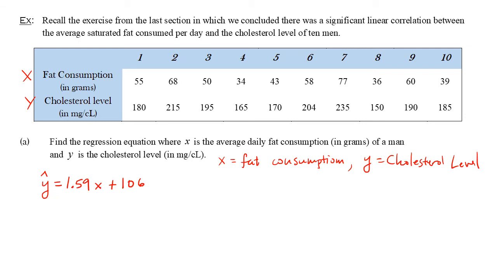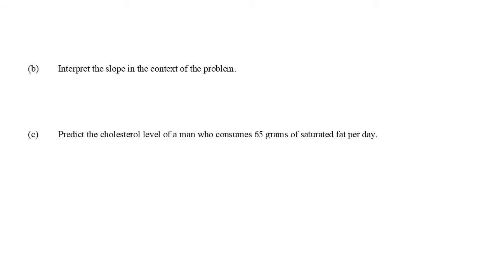And now let's think about how we can interpret the slope of this equation. So again, the y hat was 1.59x plus 106. So that means that our slope here of 1.59 tells us that for every 1 gram increase in fat consumption, we expect the cholesterol level to increase by 1.59 milligrams per centiliter.